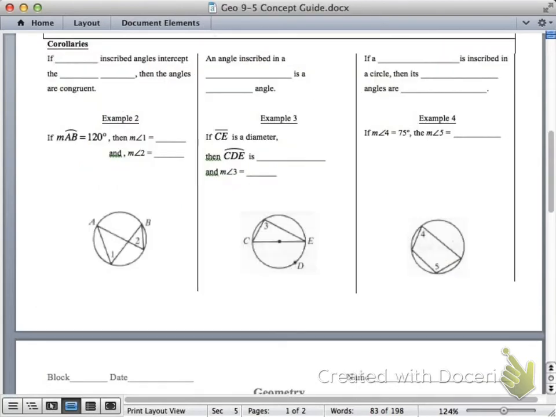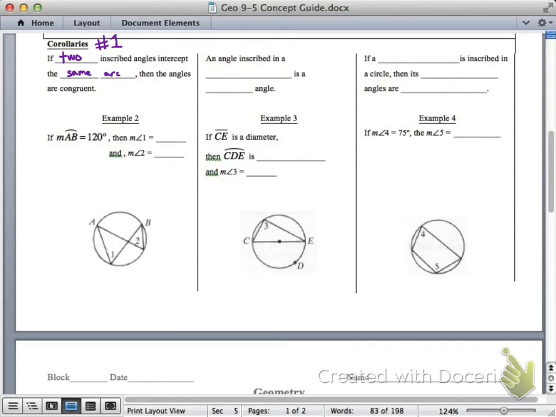Okay, the next piece of this puzzle involves three corollaries. A corollary is kind of like a theorem, but it's something that's based on a theorem. If this theorem is true, then this next piece is true as well. Here's the first corollary. If two inscribed angles intercept the same arc, then the angles are congruent.